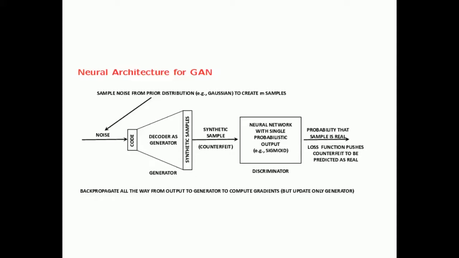Now note that this generator portion looks like the decoder portion of an autoencoder, but the encoder is missing. Here we are only training the decoder portion, and the input code is essentially a sample noise from the prior distribution, which is your Gaussian distribution.